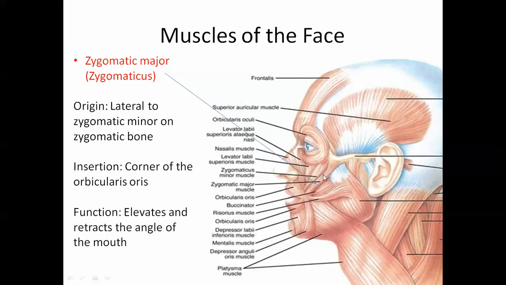So remember, zygomatic minor and levator labii superioris are close to each other, and they have the same function. Here's levator labii superioris. This is zygomatic minor, and they're buddies. They're married. And even though zygomatic minor and zygomatic major have similar names, they have different functions. The zygomatic minor helps with the Elvis lip, where zygomatic major helps with smiling.